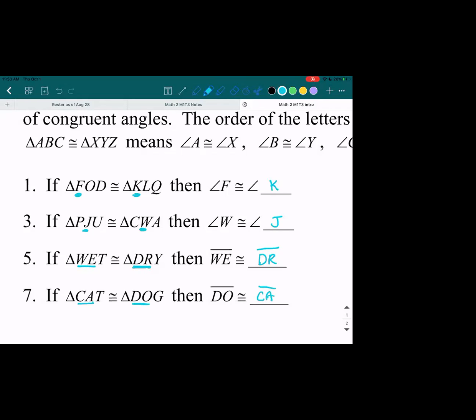Because remember, CPCTC, corresponding parts of congruent triangles are congruent. It's so hard to say that. It's a tongue twister, but yes, good job. Do you guys have any questions?